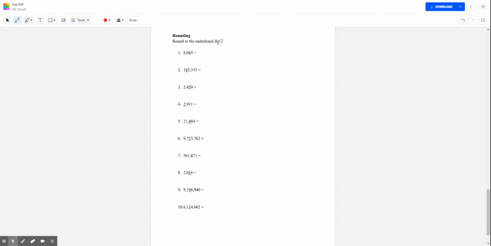Rounding. Round to the underlined digit. So when the number right to the underlined number is greater than or equal to 5, we're going to round up. And when it's less than 5, we're going to round down. So let's get number 1. The underlined number is 4. And right to 4 is 5. And 5 is equal to 5. So we're going to round up and you get 8,050.